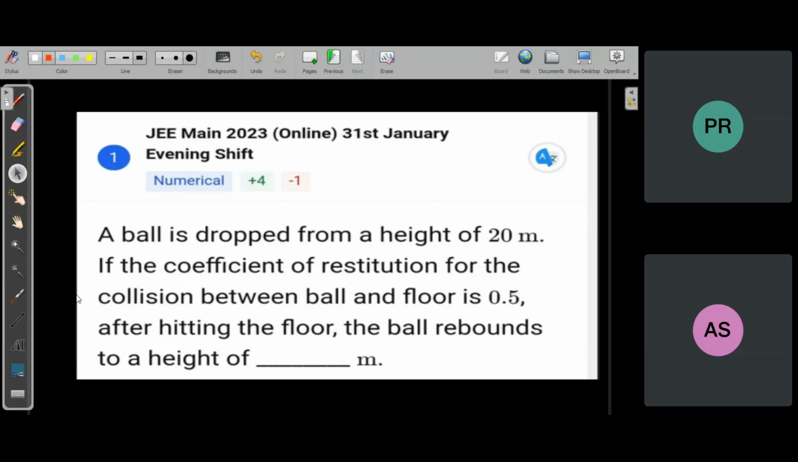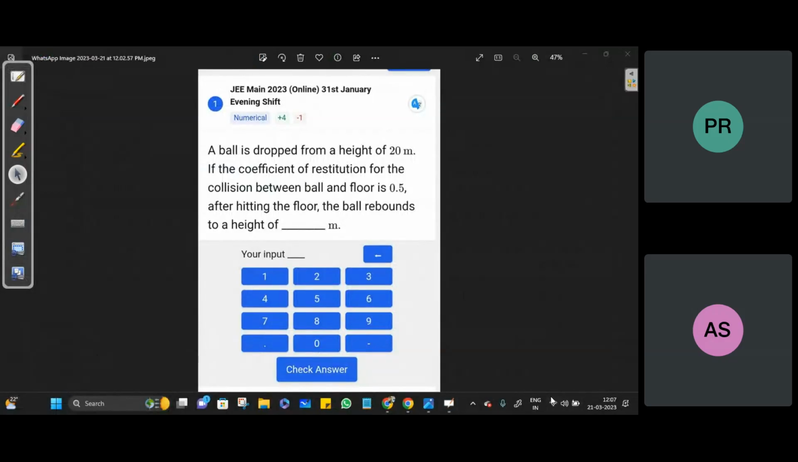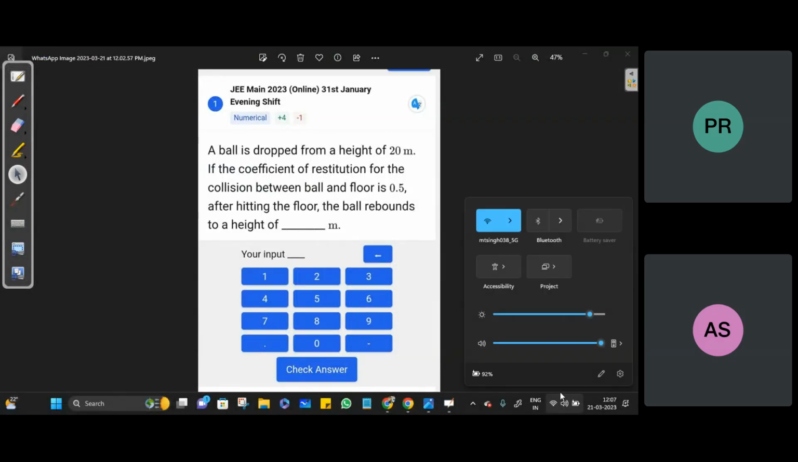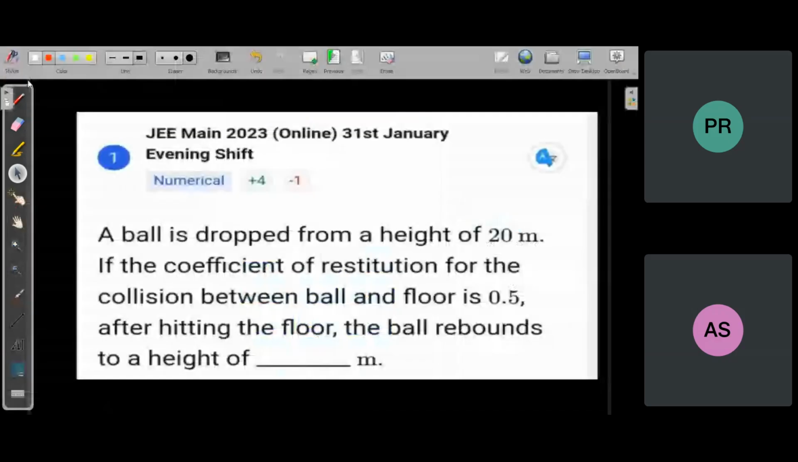Am I audible, sir? Are you getting the answer? Sir, I'm getting, sir. You are not audible. Speak louder. Hello, sir. So tell me the answer. Voice is very low. Sir, now I'm audible, sir. Hmm. 5 meters, sir. Yeah, that is correct.